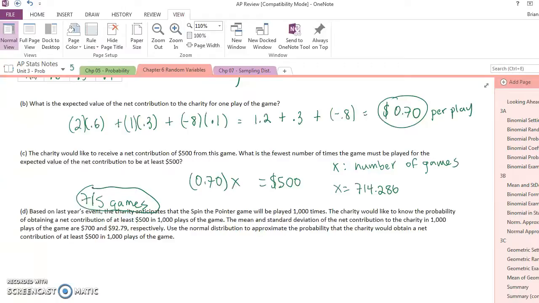That's very interesting. They automatically tell you to use the normal distribution. And they tell you the mean and standard deviation of it. So I'm assuming that you don't even have to justify that this is a binomial scenario, which is kind of interesting.